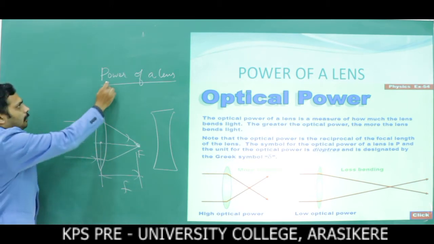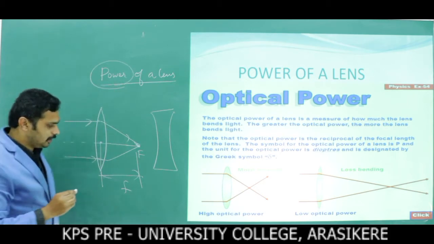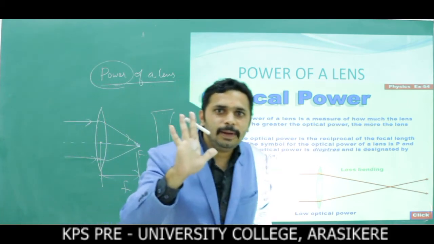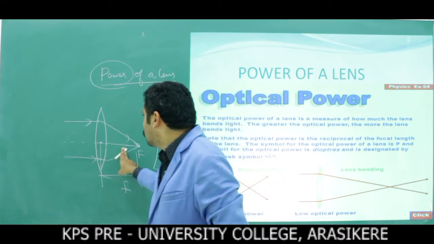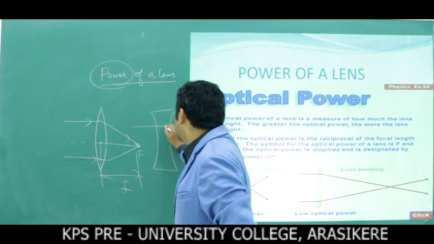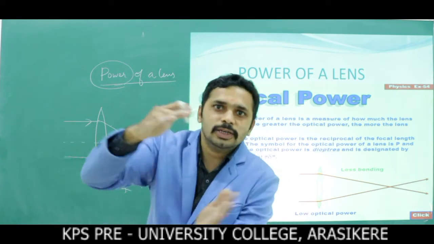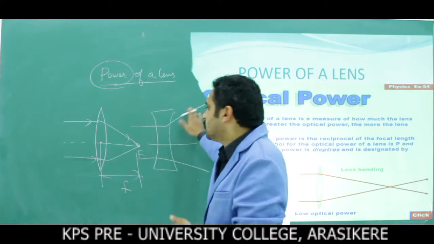Now I am using power. Look at here. What is power? Power means it is the ability of the lens to converge. For a convex lens it converges. For a concave lens it diverges. You have to measure how much it converges or how much it diverges.